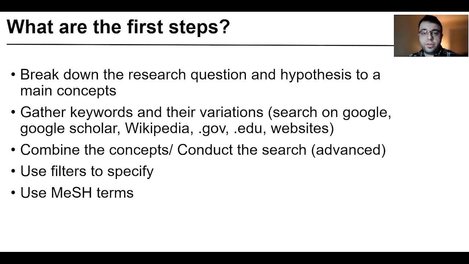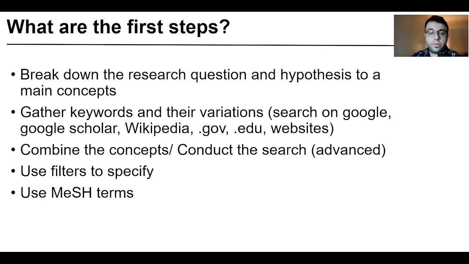We have to gather keywords, and every keyword has variations. For example, if you are looking at education, you might also want to look for learning. You might also want to look for training. So you have to check different databases, different websites, more official websites like those ending with .gov or .edu. Wikipedia is also another good resource for finding variations of different keywords.